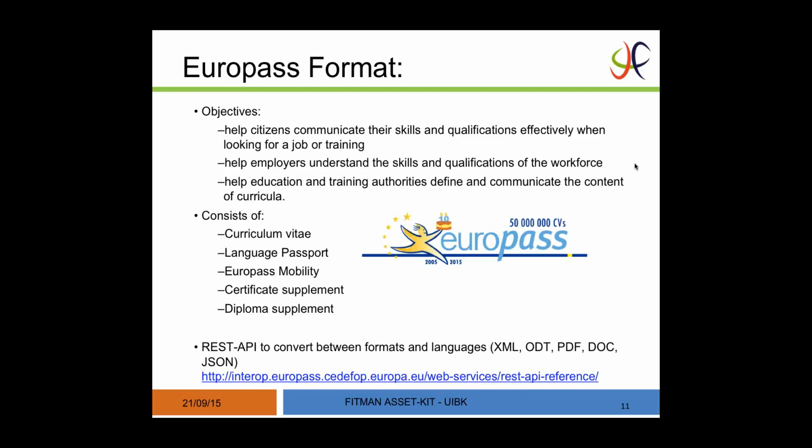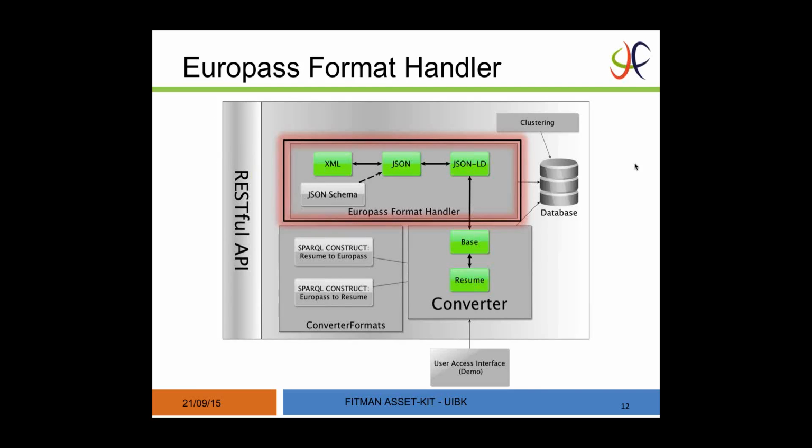The Europass format is a format made by the European Union. It's a common format which is useful as a unifying format for people. You probably saw this one before. They also provide a REST API which we use at some point to create XML out of our JSON which we create.